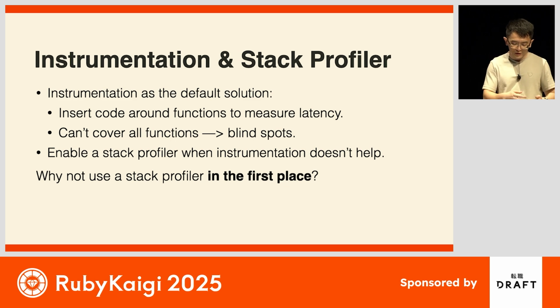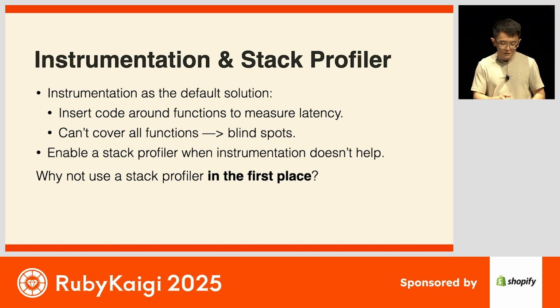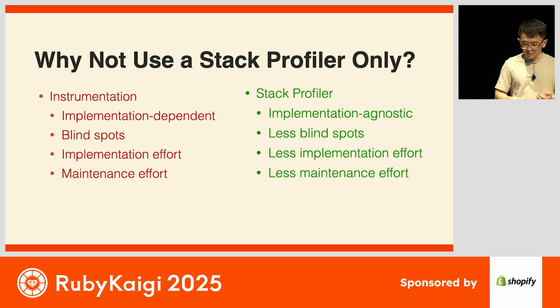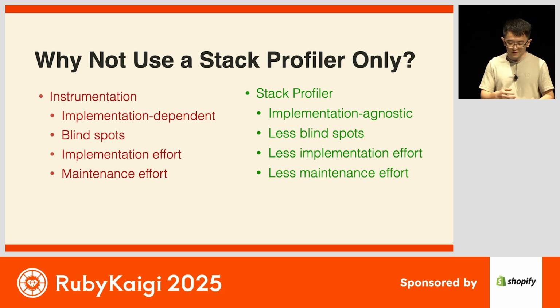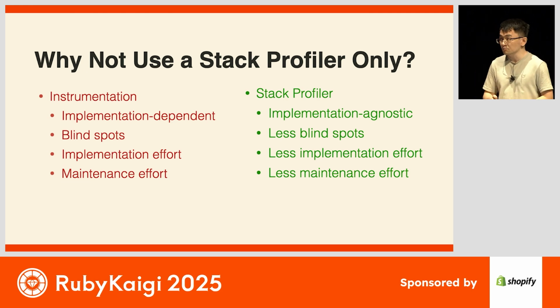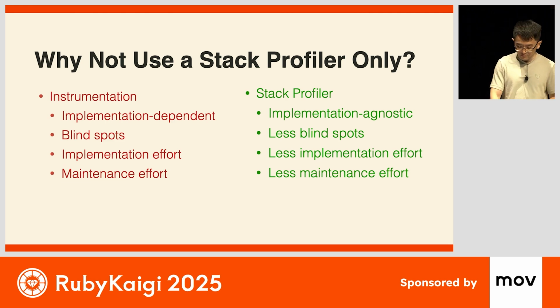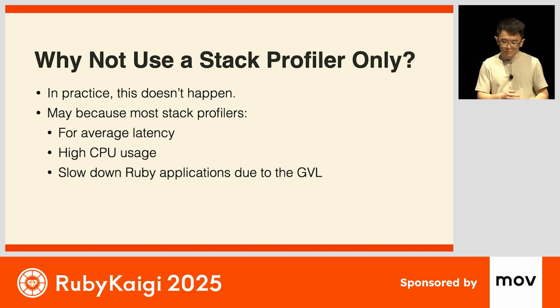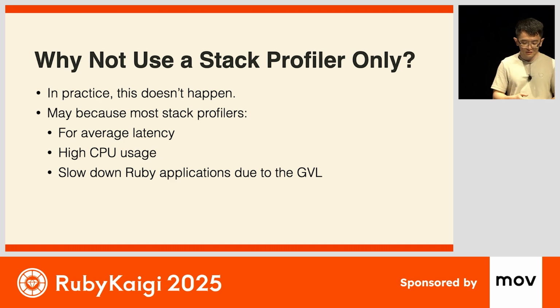But my question is, why not just use one tool? We just use the stack profiler in the first place. And doing this, the benefits seem to be obvious. You see, the stack profiler is implementation agnostic, and it has fewer blind spots or no blind spots. More importantly, it doesn't require us to write the instrumentation manually, which means less effort. But in practice, this does not seem to happen, or maybe not really well. I think there must be several reasons.